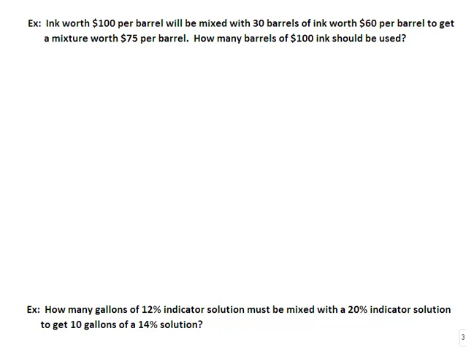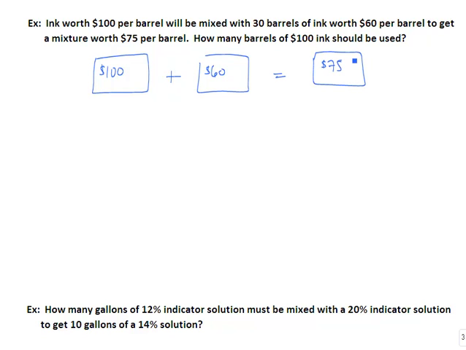So we want to set this up just like the other mixture problem. We've got 3 different types of ink involved. We've got our $100 ink per barrel. We've got our $60 ink per barrel. And we're combining those two together to get a new mixture that is $75 per barrel. Okay. Now, those are your rates. Instead of having percents, this time we have dollars per barrel, which is, again, a certain type of rate.